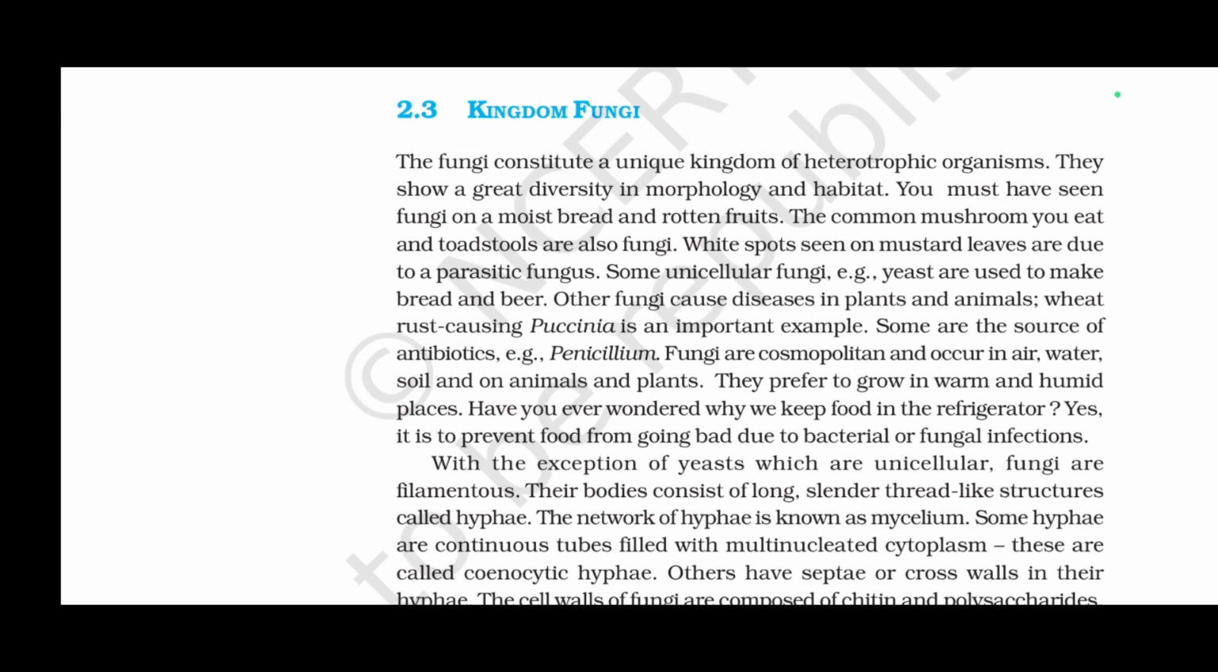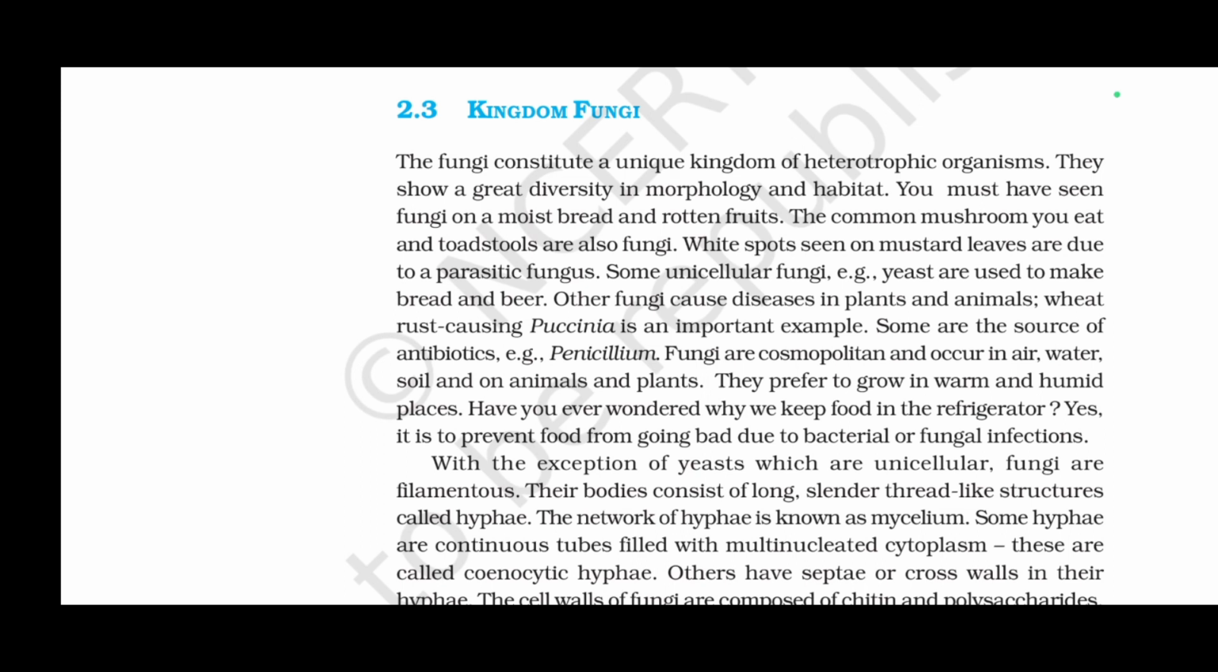Fungi are cosmopolitan and occur in air, water, soil, and on animals and plants. They prefer to grow in warm and humid places. Have you ever wondered why we keep food in the refrigerator? Yes, it is to prevent food from going bad due to bacterial or fungal infections.